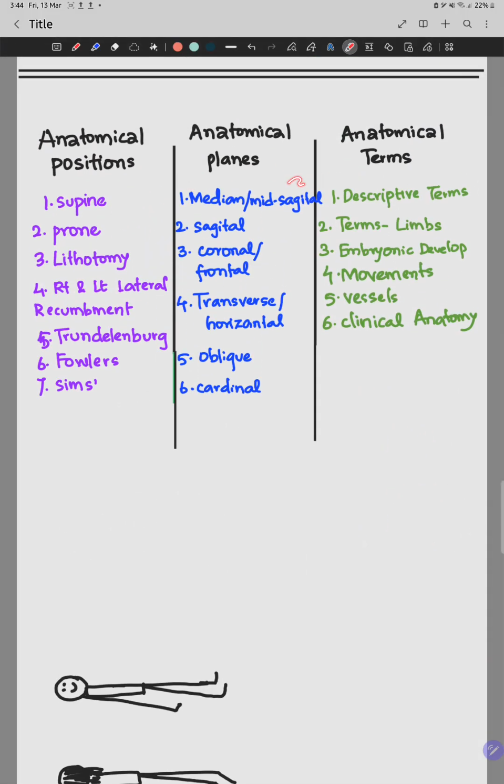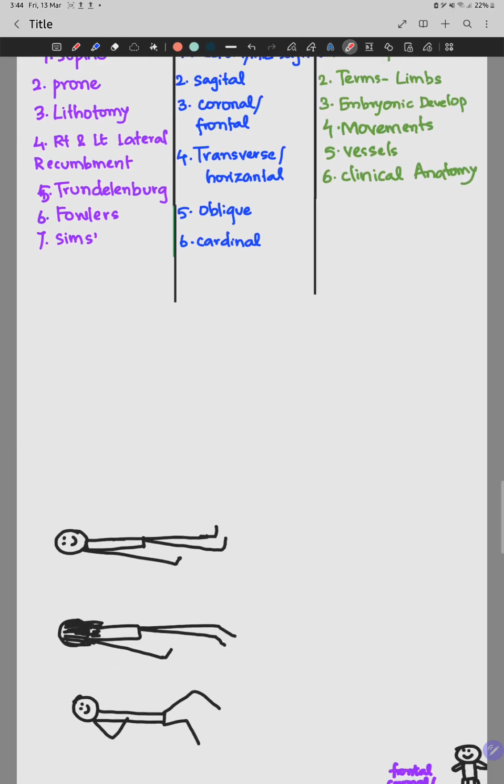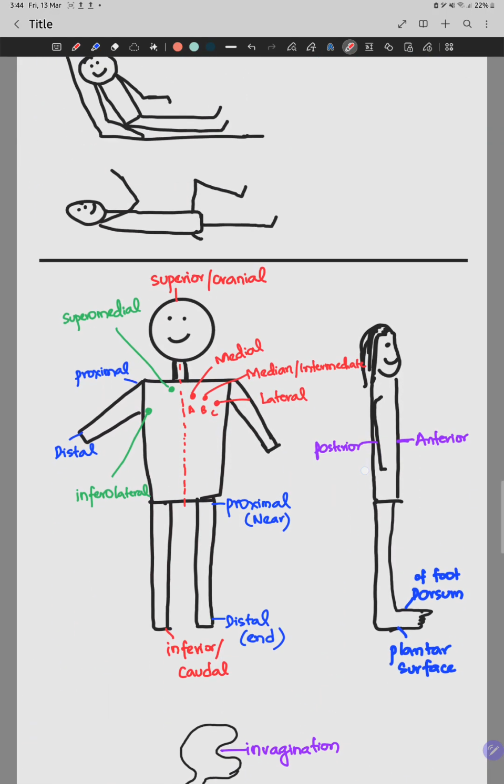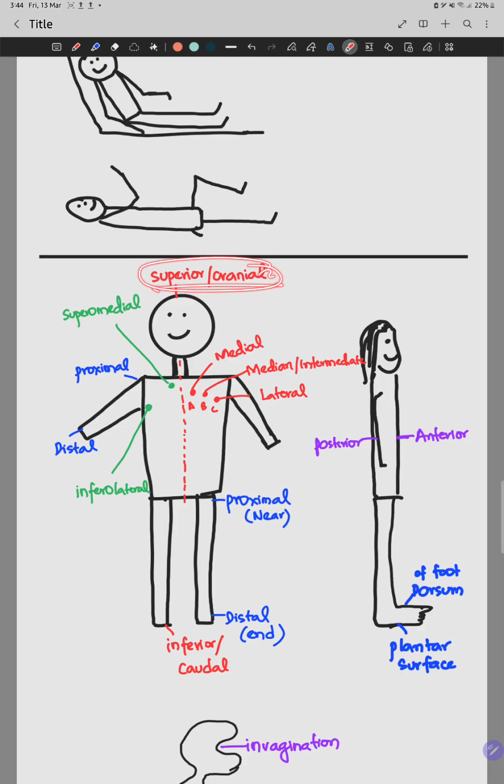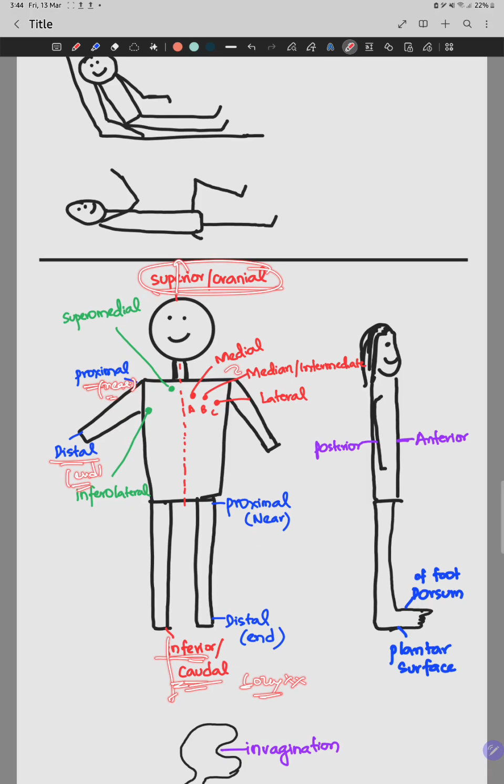I have also discussed the planes, that is the median mid-sagittal plane, coronal plane, transverse or horizontal, as well as the oblique plane. Next, coming to anatomical descriptive terms. One is superior or cranial. Superior means upwards, and inferior downwards. Caudal, I have said, is the coccyx, which is present down. C for coccyx. And distal means end. Proximal means near. Next, coming to medial, which is towards the midline, and lateral is away from the midline.